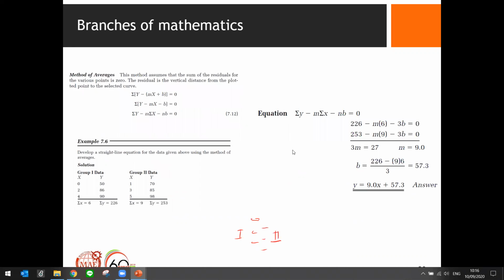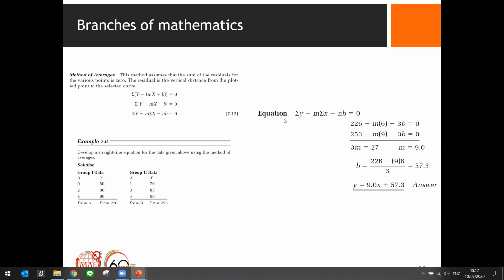And after that, you can create this table. So we have 0, 2, 4, and y is going to be 50, 86, 90. And group 2 is 1, 3, 5, and y is 70, 85, and 98. And after that, you calculate the summation of x and summation of y like this. Just add them together to get this result.